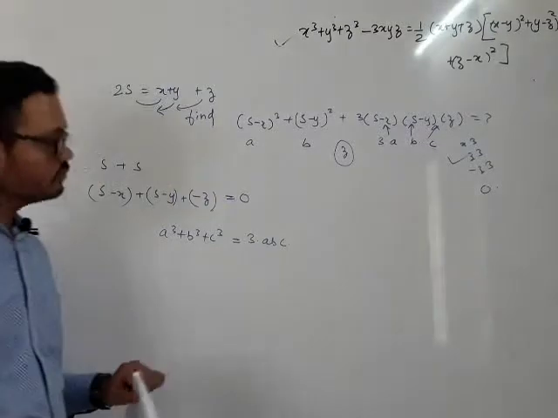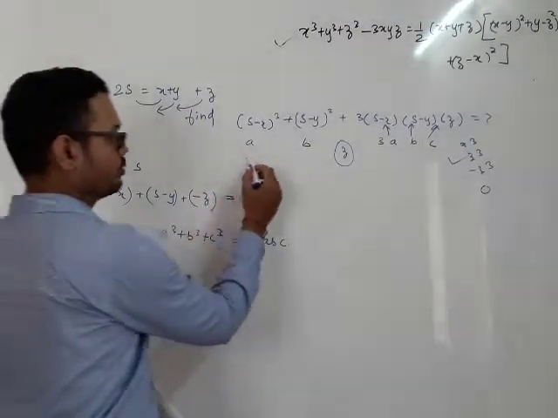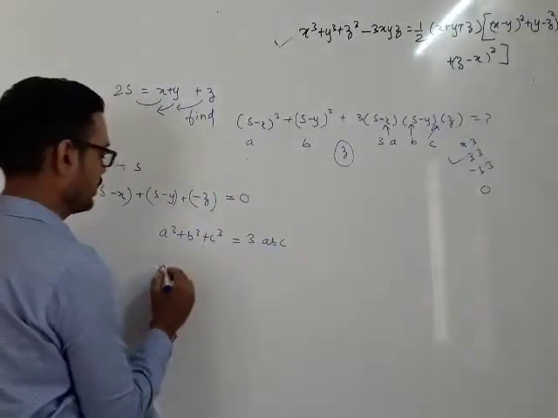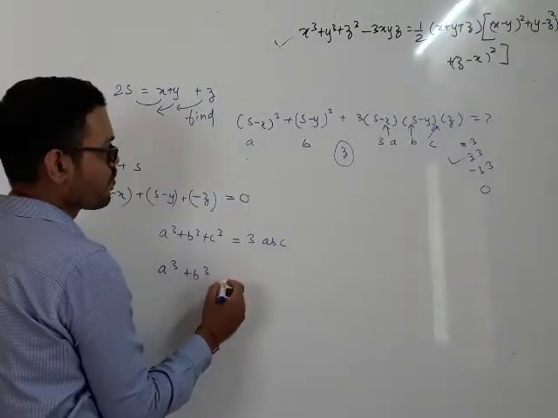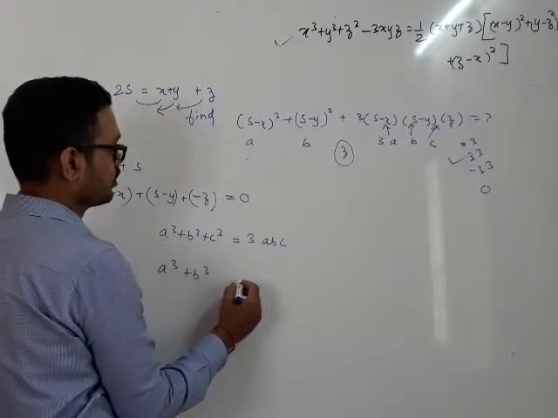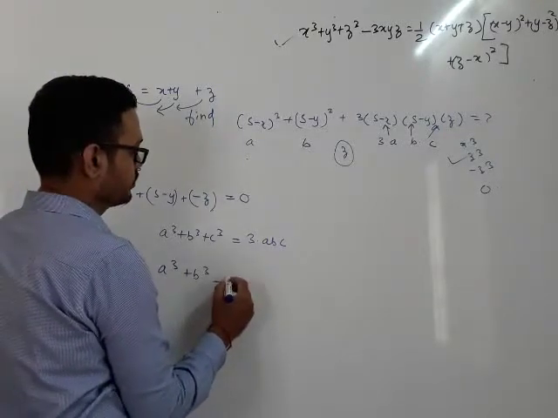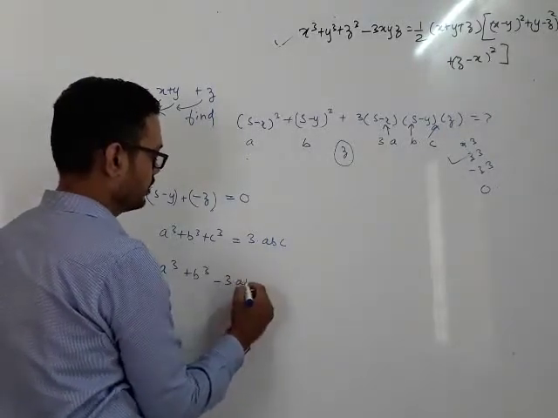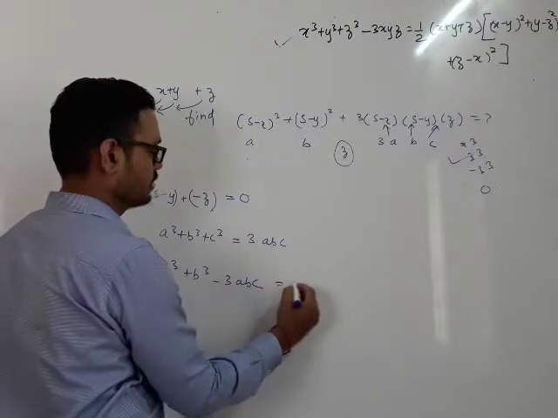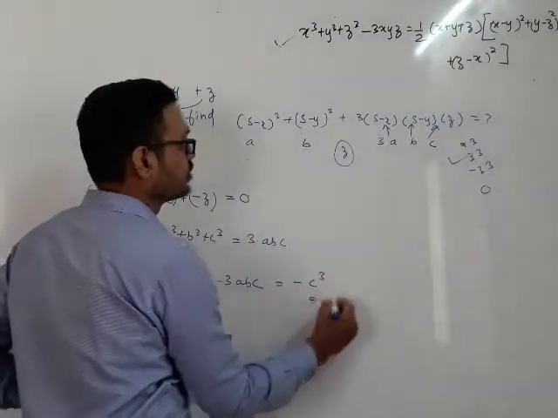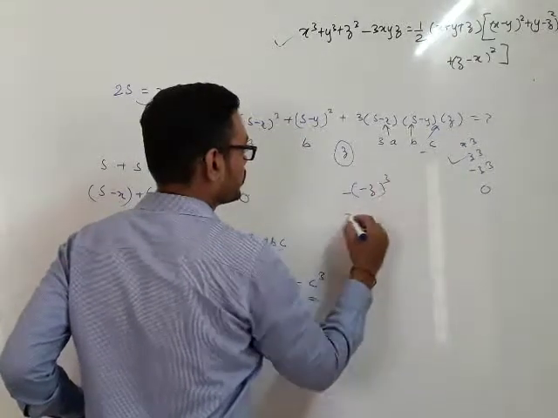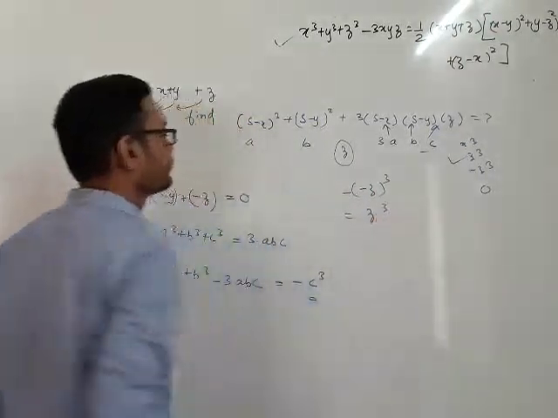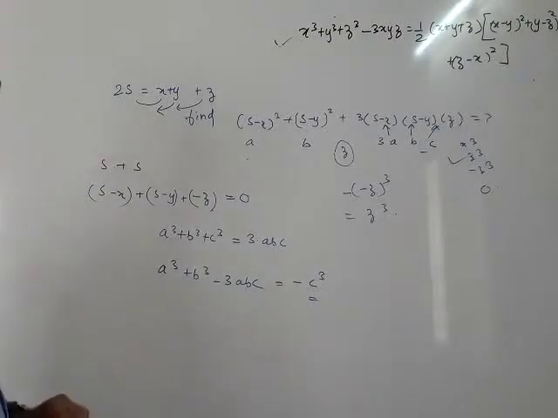So your z term is missing, and because it is a cube plus b cube, they have asked a cube plus b cube minus 3abc, the answer will be minus c cube. c is nothing else but minus z, so minus of minus z cube will be z cube. So z cube will be your answer.